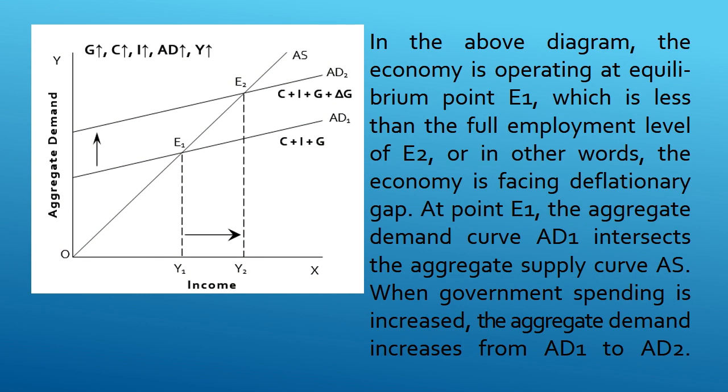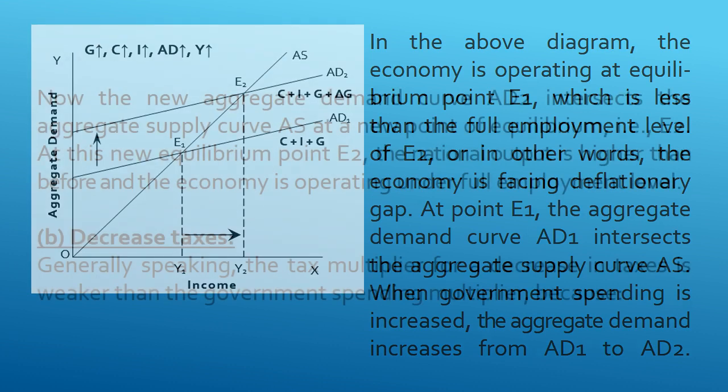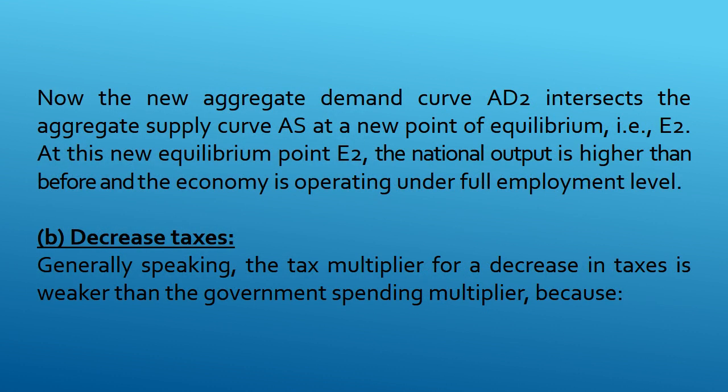In the above diagram, the economy is operating at equilibrium point E1, which is less than the full employment level of E2, or in other words, the economy is facing a deflationary gap. At point E1, the aggregate demand curve AD1 intersects the aggregate supply curve AS. When government spending is increased, the aggregate demand increases from AD1 to AD2. Now the new aggregate demand curve AD2 intersects the aggregate supply curve AS at a new point of equilibrium, that is, E2. At this new equilibrium point E2, the national output is higher than before and the economy is operating under full employment level.